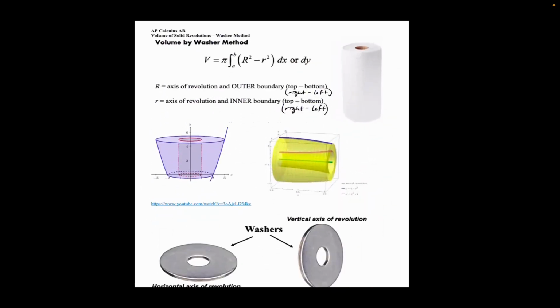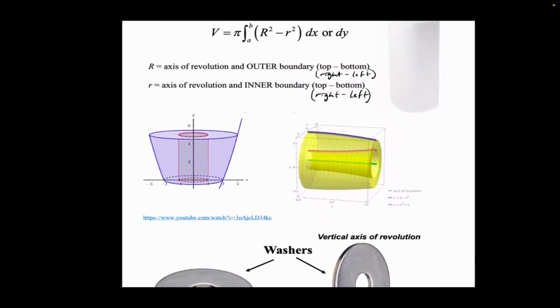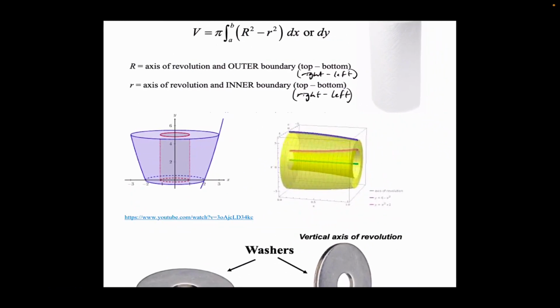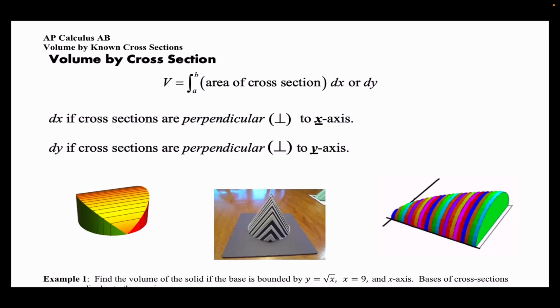And then the other one was similar. It was called the washer method. Same thing, except it just had a hole in the middle. Same thing, it revolved, right? But the only difference was there was a part missing in the middle. That was the only difference. We found the volume of those things. So the last thing we're going to find is volume by cross section.